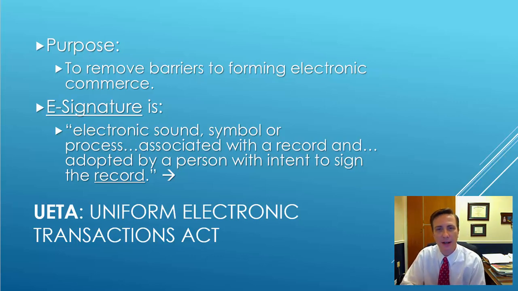Unlike the e-sign Act, which doesn't even define what an e-signature is, the UETA has a definition of e-signature, and it's very broad. Notice this here on the slide. An e-signature is an electronic sound, symbol, or process associated with a record and adopted by a person with intent to sign the record. Okay, so a sound can be a signature, a symbol, or even a process.